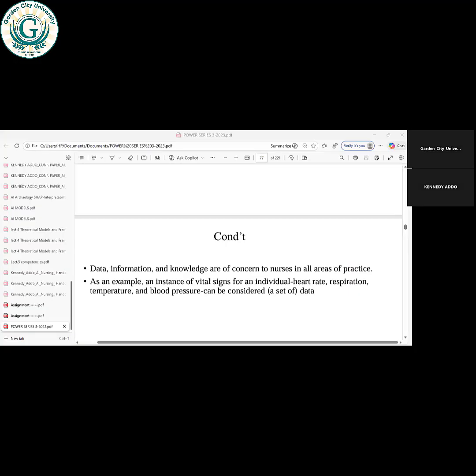Now, if I want to, let's say, determine somebody's body mass index, I will have, let's say, height, weight, and age. Or maybe I may consider gender, right, as a data element.